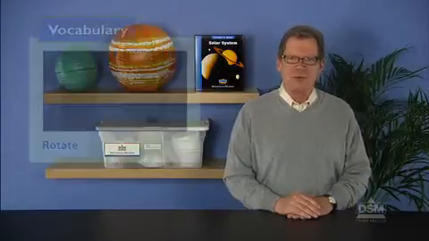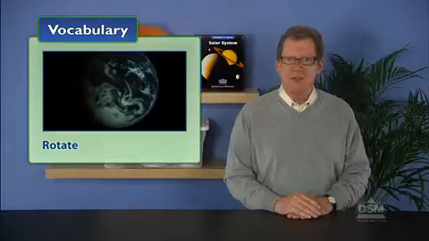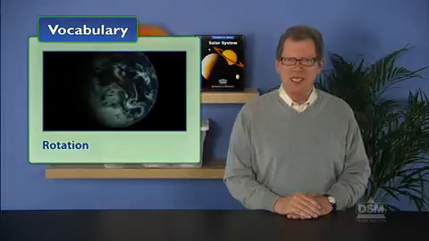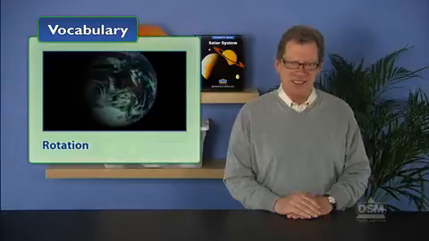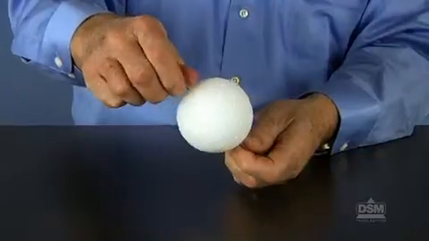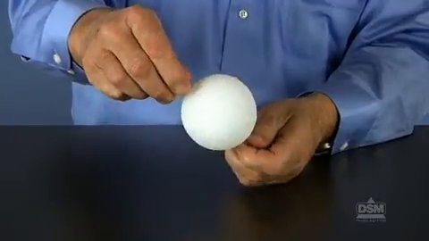Inform students that to rotate means to spin or to turn around, and that a rotation is one complete turn of a planet as it spins about its axis. Demonstrate the rotation of a planet by turning the tube to make the foam ball turn around once. Ask students, how would you define a day? Students will probably respond that a day is 24 hours long.